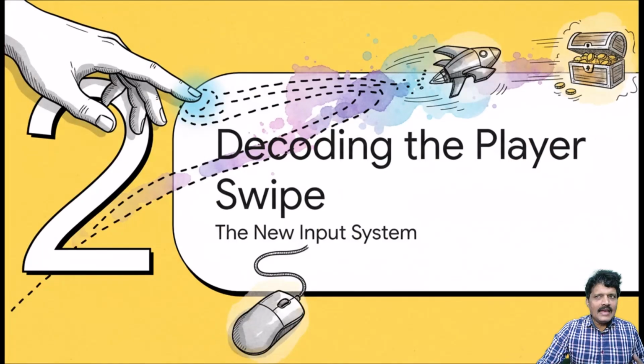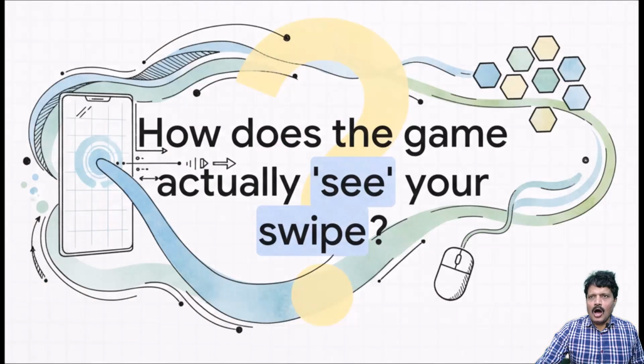Okay. On to the next piece of the puzzle, it's your swipe. This is where it all begins with you. We are going to dive into how the game takes that physical flick of your finger across a screen or a click and drag with the mouse. And right, so how does this actually work? How does the code see your swipe? I mean, how does it know when you have touched the screen or where your finger is going?